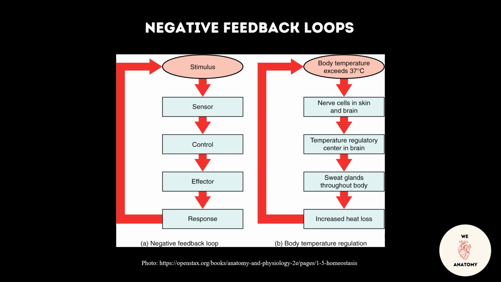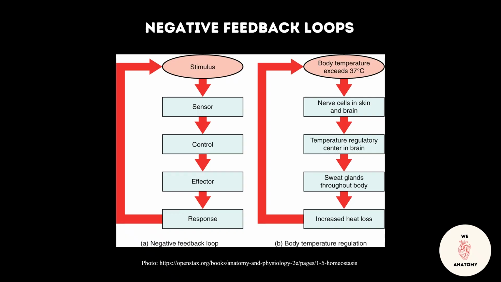The most common type of feedback loop in the body is the negative feedback loop. Negative feedback occurs when homeostasis has been disrupted, and it works to reverse the disruption and return the body back to its physiological set point. The body uses negative feedback to control things like temperature and blood sugar.